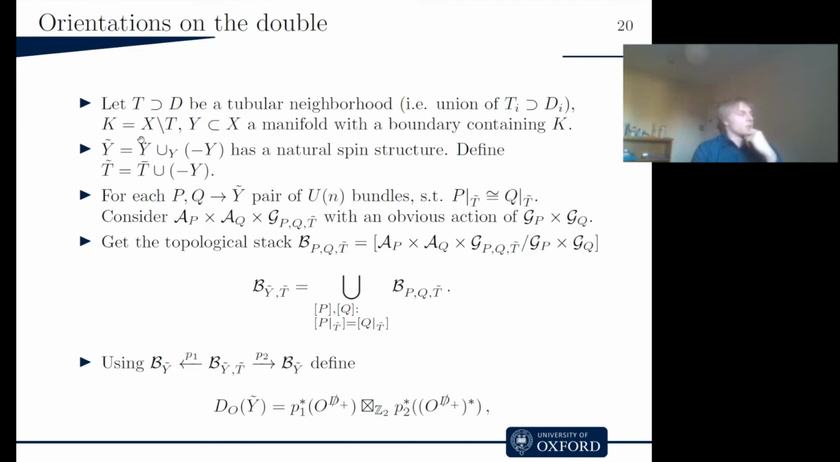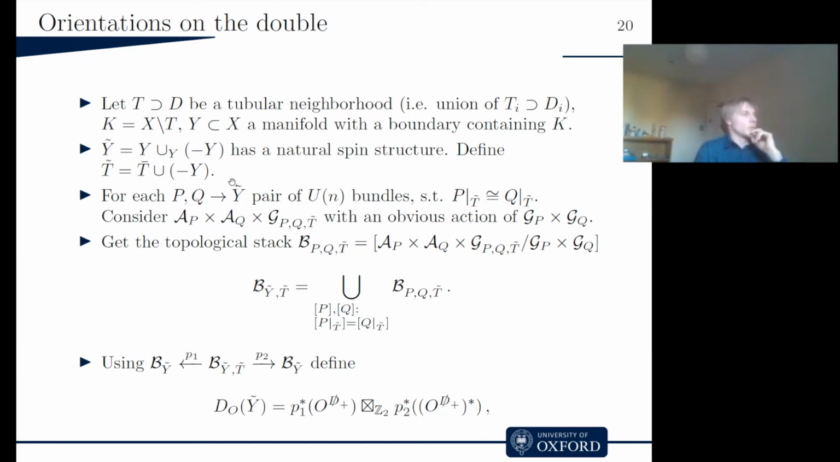And let K be the compact set, which corresponds to X without this tubular neighborhood. And choose some Y as a submanifold of X, which is a manifold with boundary containing K. Then one can construct the double of it by gluing it to itself with the opposite orientation. And it is possible to show that this has a natural spin structure coming from the spin structure on X, which is a natural one because it is Calabi-Yau.